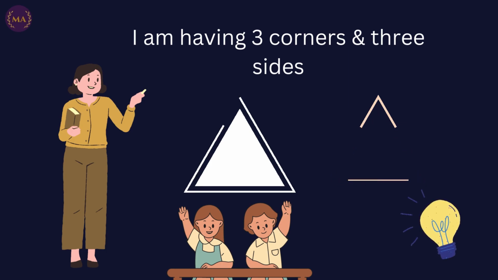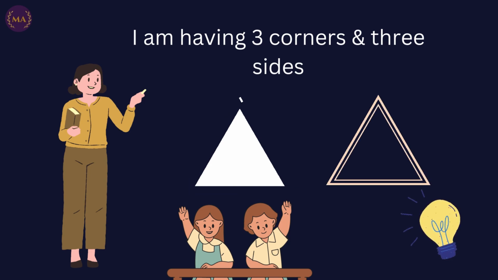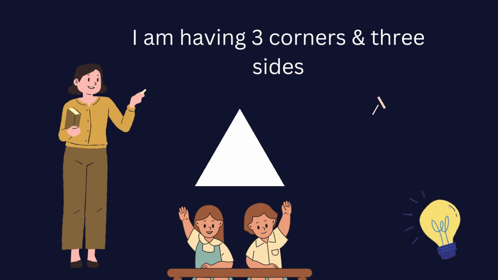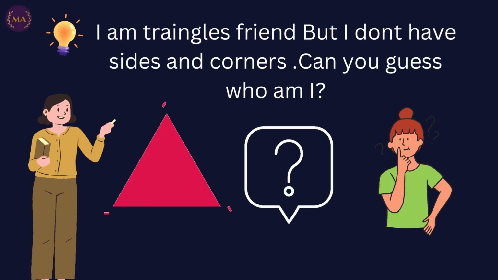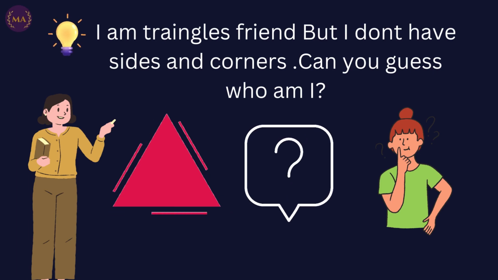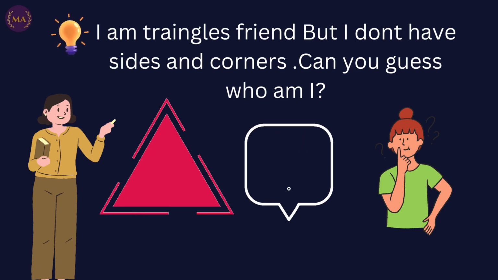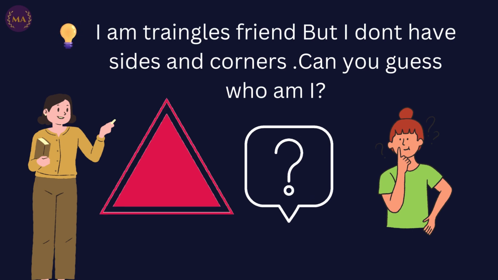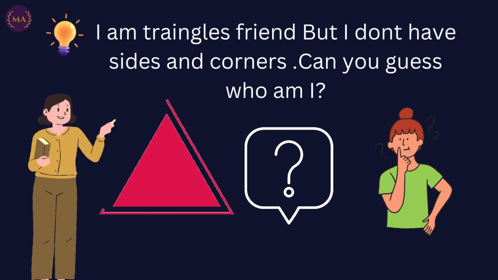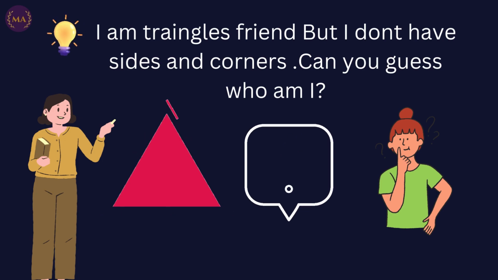Yeah, very nice. The answer is triangle. As you can see, triangle has three sides and three corners. Perfect. Now the second one: I am triangle's friend, but I don't have sides and corners. Can you guess who am I? So you have to guess a figure who is triangle's friend, but the friend is not having sides and corners. Which figure can it be?